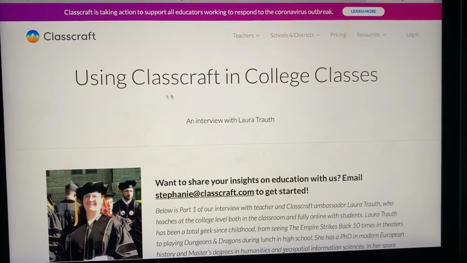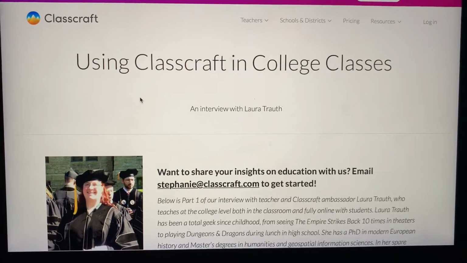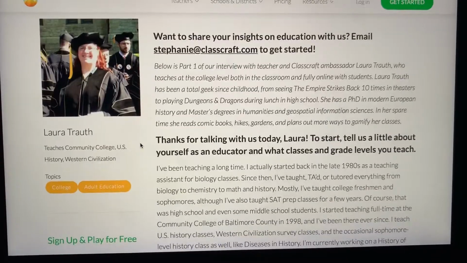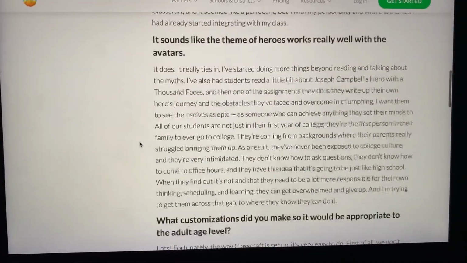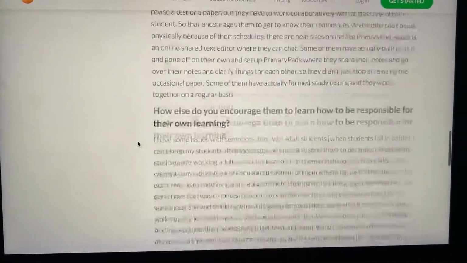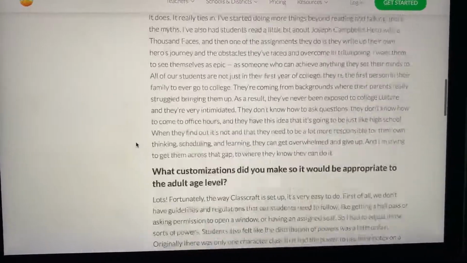The last one, another one on Classcraft, is using Classcraft in college classes, which I thought was the coolest website because a professor actually talks about how she incorporates it into her college level classes and how well it works. And I think it's really good information. I think it's really cool that she does incorporate it.